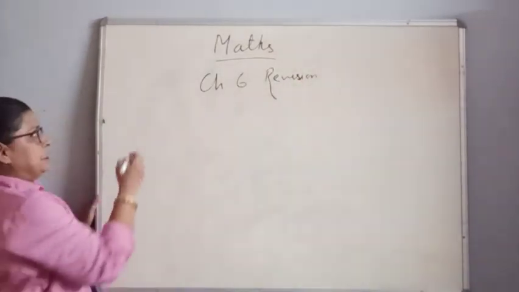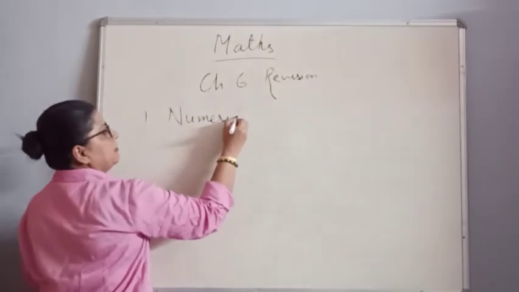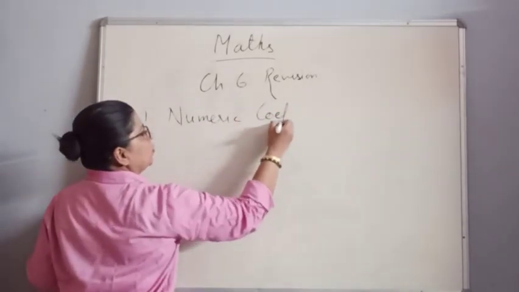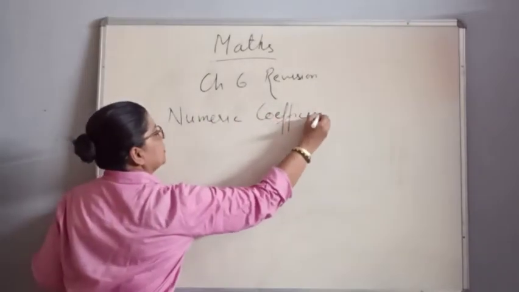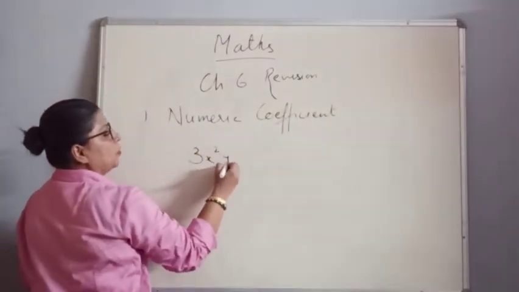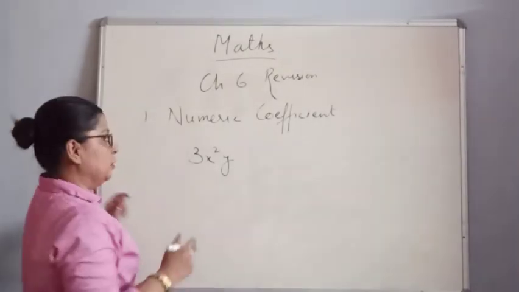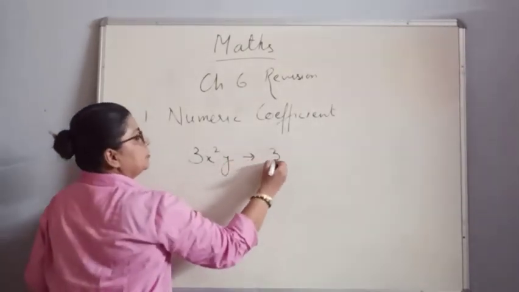Okay, first is numeric coefficient. First we will do this numeric coefficient. In case we are having an expression 3x square y and I told you to write the numeric coefficient, the numeric coefficient is 3.